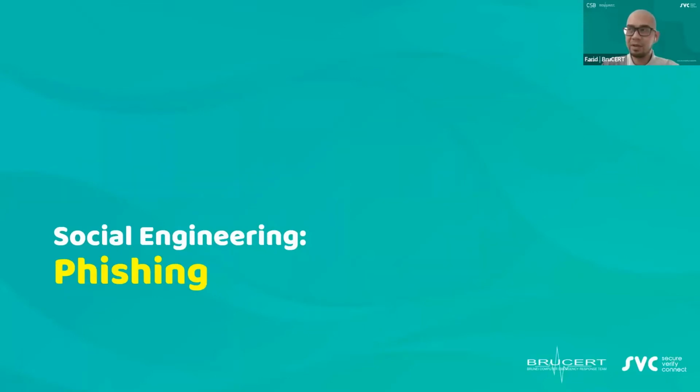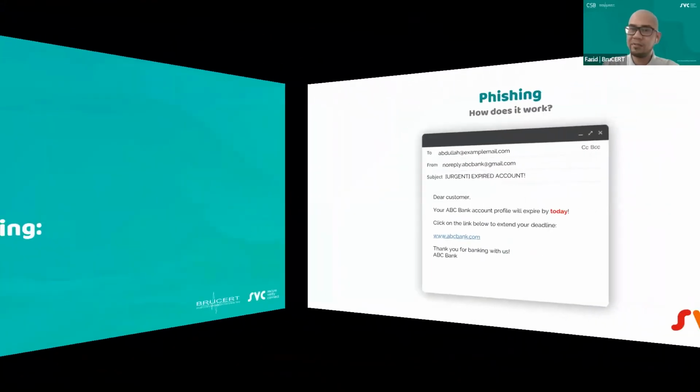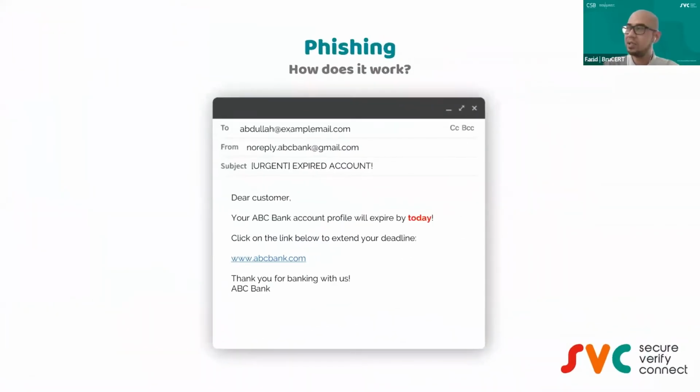Okay, so next, we move on to the first type of social engineering, which is phishing. This is an example of phishing. A user receives an email from a stranger. As you can see, it claims to be from ABC Bank and states that urgent action is required. As you can see from the subject, "urgent expired account", you need to click it by today, or else it will be deactivated, and so on.